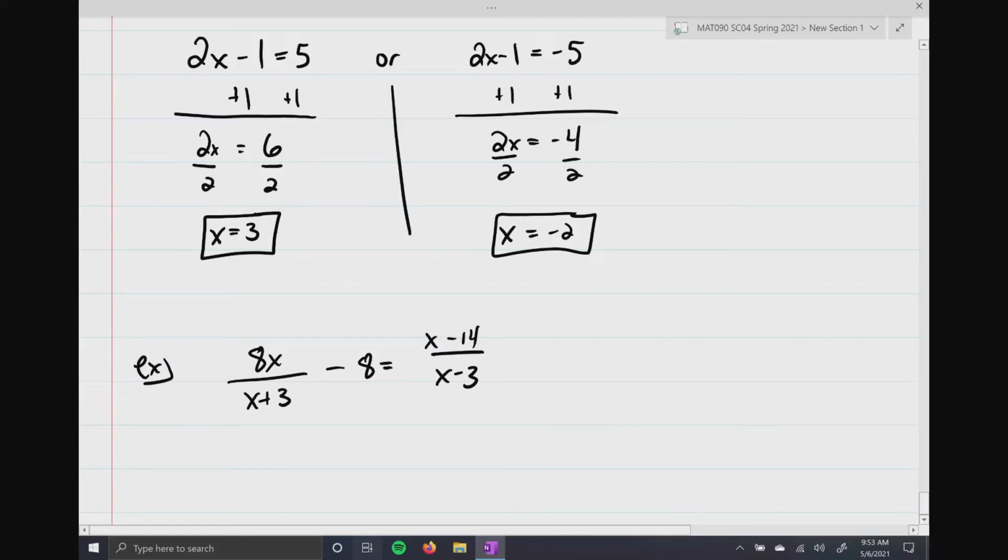So we have 8x over x plus 3 minus 8 equals, did you guys hear him? He just barked. So equals x minus 14 over x minus 3.